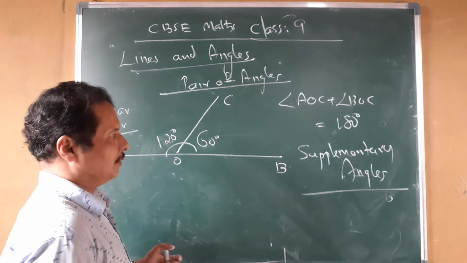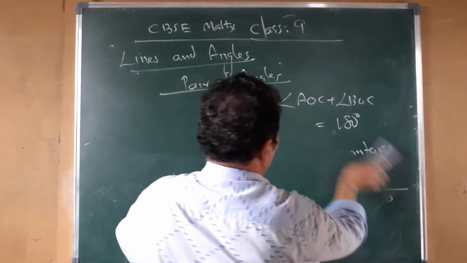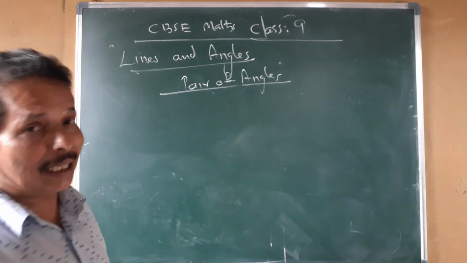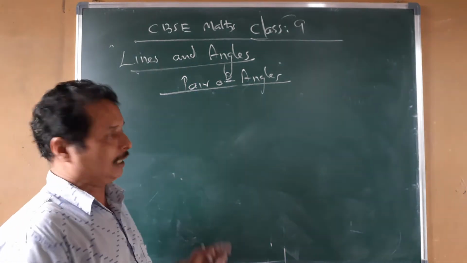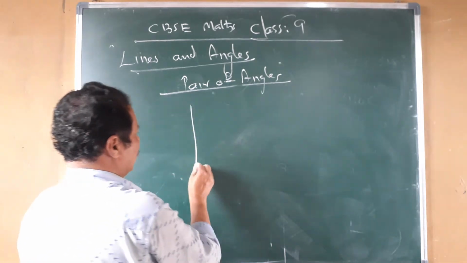Did you see that? So, you studied pair of angles. First of all, you studied linear pair. Pair of angles means linear pair. And in another way, look here.